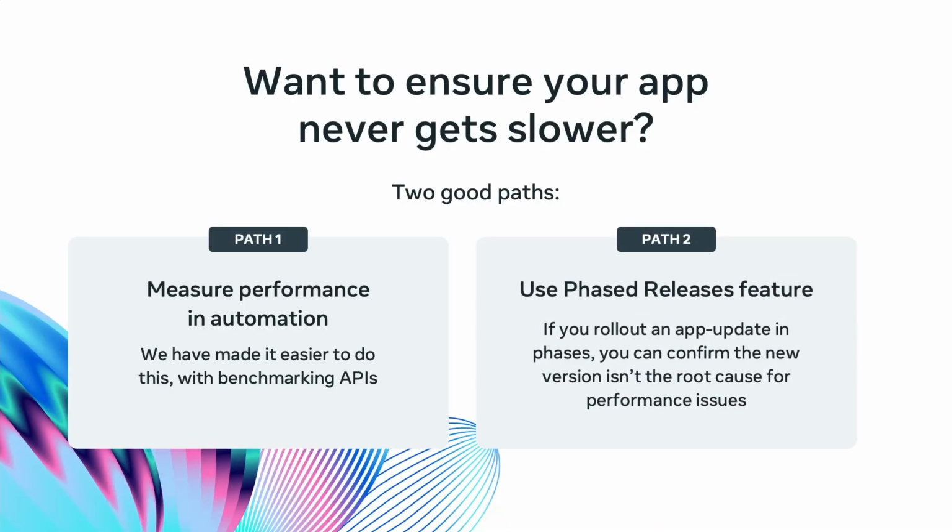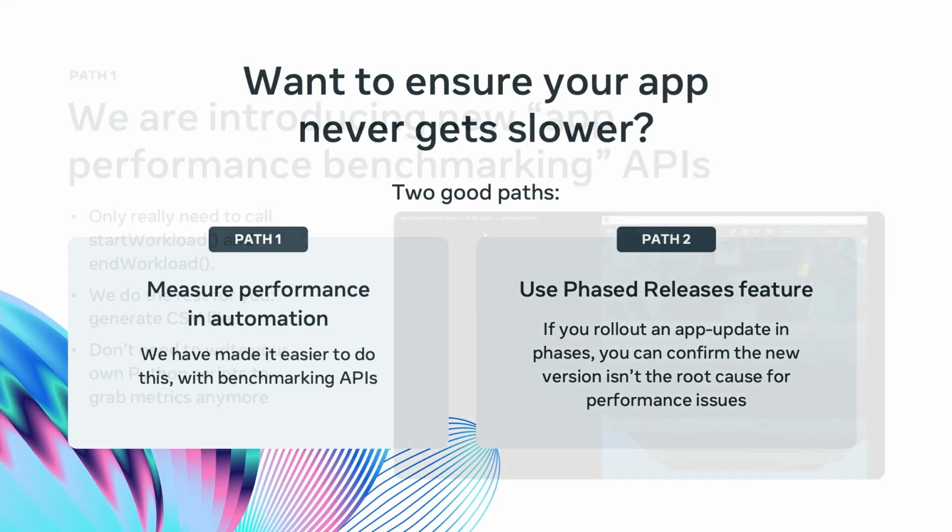Now the second path doesn't rely on automation at all. There's this new phased releases feature, which we shipped a few months ago, and we're going to try and make the claim that even if you don't have these automated tests, as long as you can roll your app update out in phases, that is the single best way to verify that that new version is not going to cause these types of regressions.